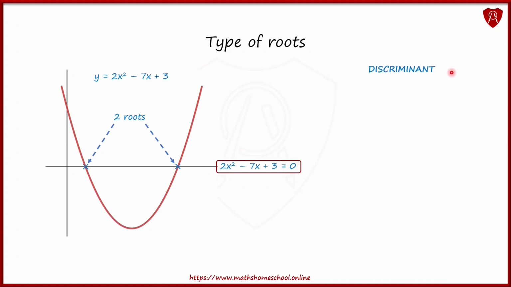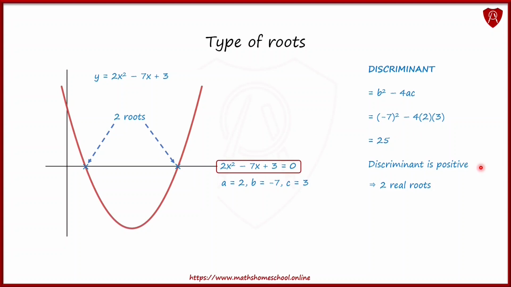We can use the discriminant, a big word, but with a simple direct formula. The discriminant is calculated using the coefficients. It is equal to b squared minus 4ac. Let's calculate the discriminant for this equation by just plugging in the coefficients. A is equal to 2, b is equal to -7, and c is equal to 3. When we plug them in and simplify, we get 25.